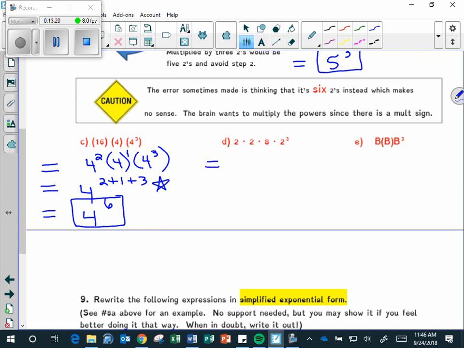This problem could also have been rewritten. Everything could have been rewritten using 2's, but that would be more challenging. So try to go with whatever's the most obvious and the easiest. So here I notice, well, I've already got a bunch of 2's, so maybe I'll just put those together first. So 2 times 2 times 2 to the third, and then I'm just going to write my 8 over here.